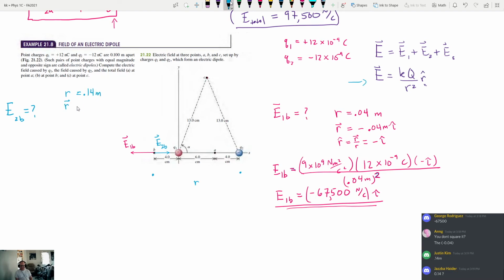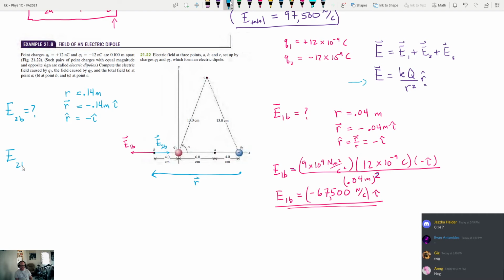What is the R vector? Is it going to be positive or negative? Well, how do we do it? We draw from the charge to the point, so it will be negative again, because you're going from here to there. That's your R vector. It's going to be negative 0.14 meters times I hat, which means that R hat is also going to be negative I hat again.